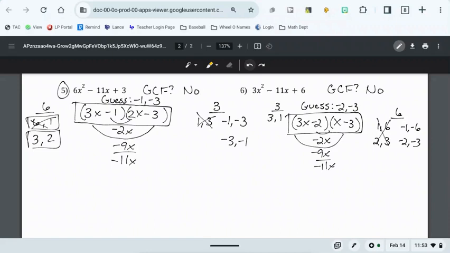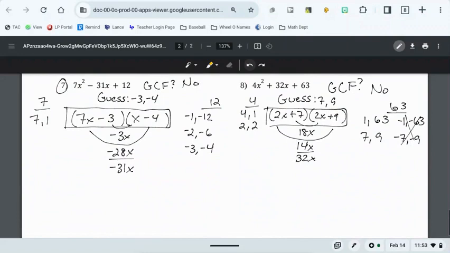So we have 3x minus 2 and x minus 3. My first guess, -2 times -3 is +6. So those are the ones I guessed with first. If we go through our smiley face method, we see we get -2x and -9x when we multiply to find our middle term. And we get -11x, which is what we're looking for. So that's our answer.